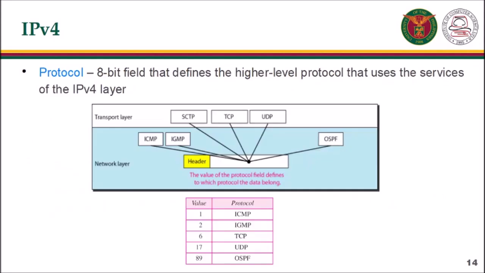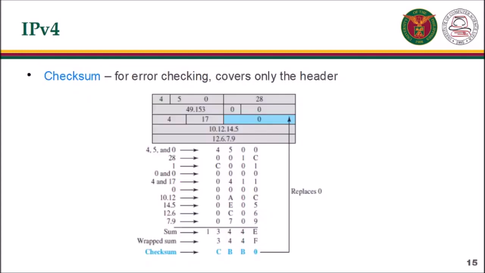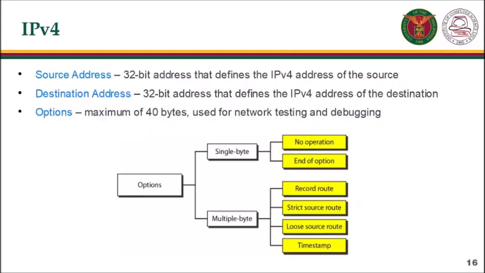The protocol field is an 8-bit field that defines the higher level protocol that uses the services of the IPv4 layer. The checksum field is for error checking of the header. The 32-bit source and destination address fields define the IP address of the source and destination respectively.